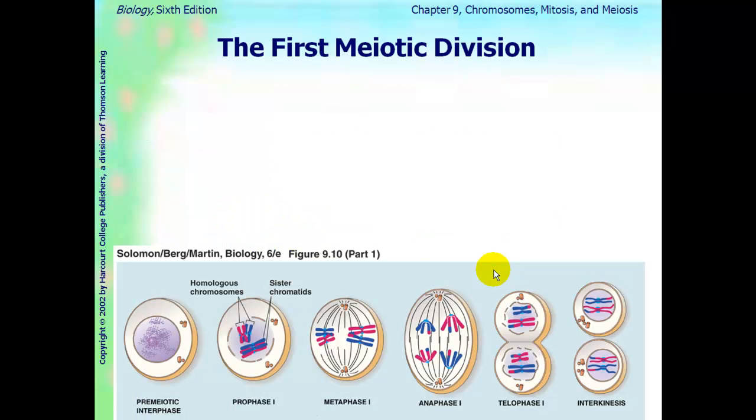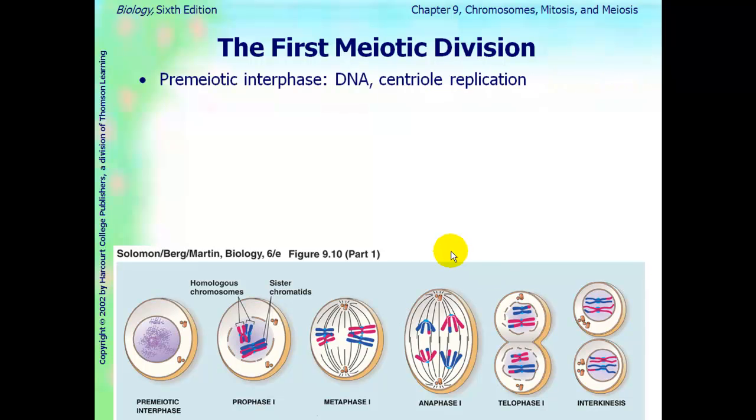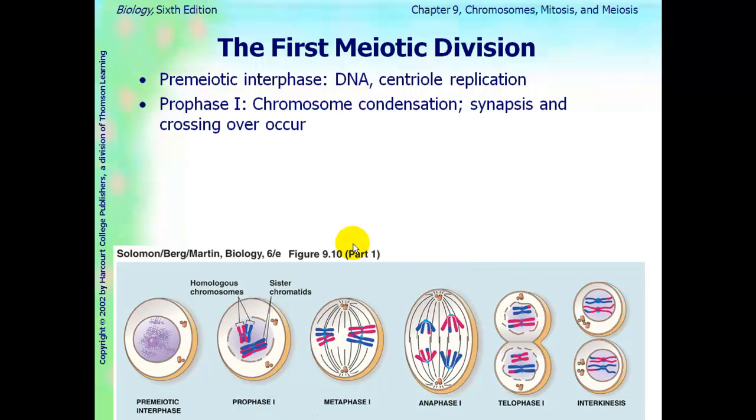So we have two divisions. The first meiotic division, we're going to have an interphase before meiosis called pre-meiotic interphase. So we're still going to G1, S, and G2. We're still going to grow. We're still going to synthesize and replicate our DNA and our centrioles. Then we're going to go into the first division. So the first division is going to have prophase, metaphase, anaphase, and telophase, just like in mitosis. But because there's two divisions, we have to number them. So we're going to have prophase 1, metaphase 1, anaphase 1, and telophase 1.